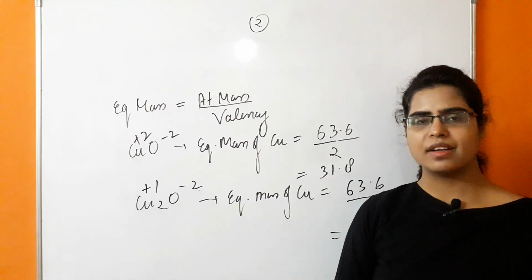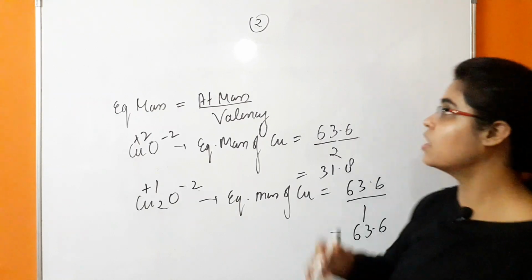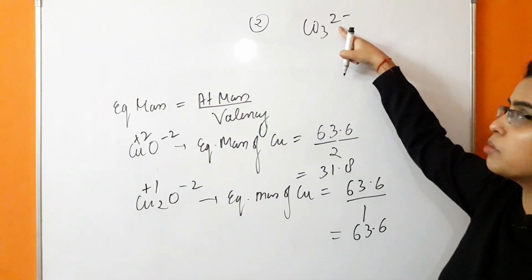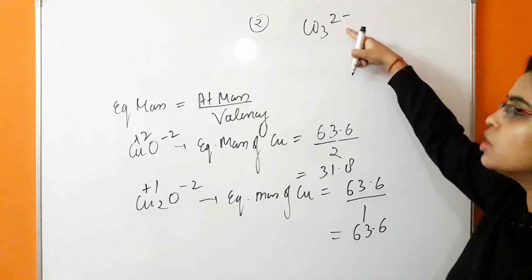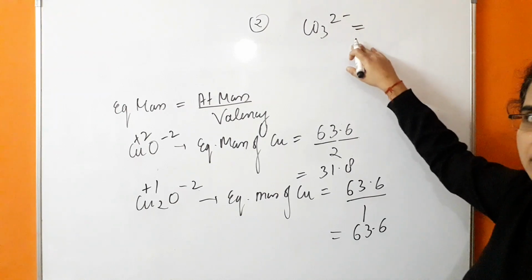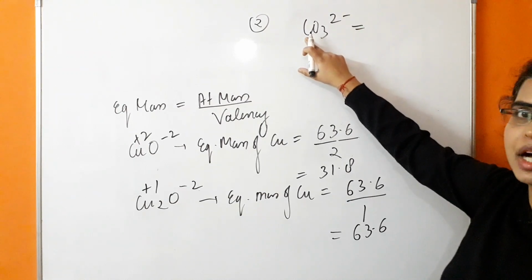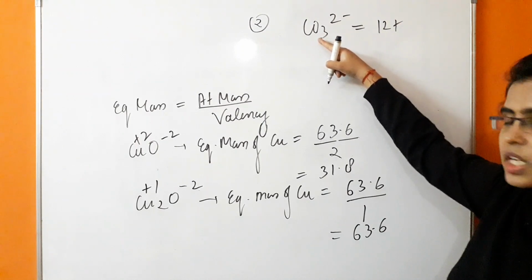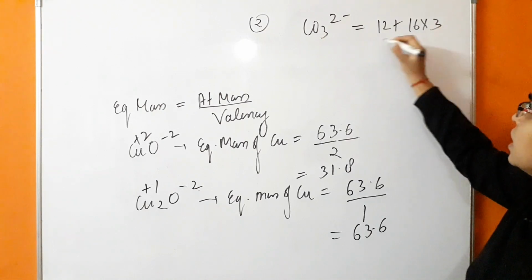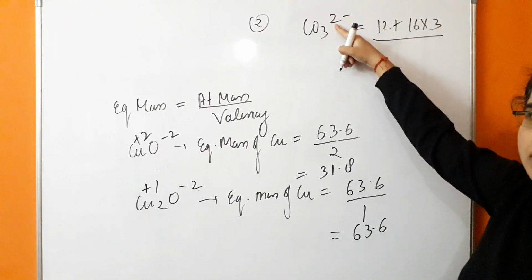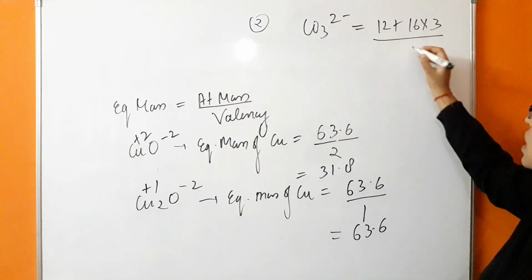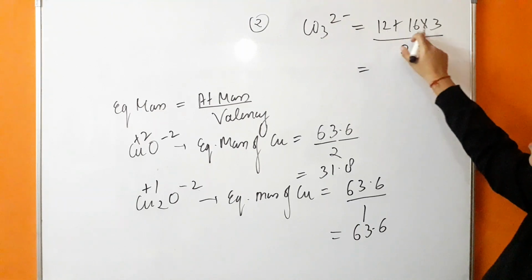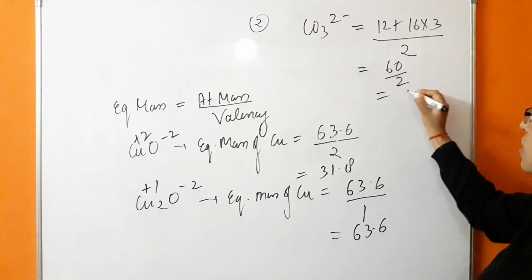Similarly, we can also determine the equivalent mass of ions. Example, if we take the carbonate ion having formula CO3 2-. The carbonate ion has charge 2-. So in this case, the formula mass is determined. We know that carbon has mass 12. How many atoms of oxygen are present? 3. So 16 into 3, divided by the charge present on this ion, that is 2-, so it means 2. What is the value obtained after solving? This comes to 60 divided by 2, which is 30.